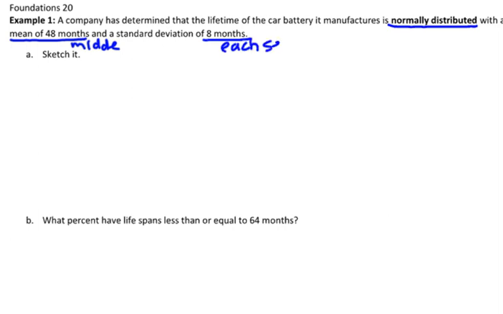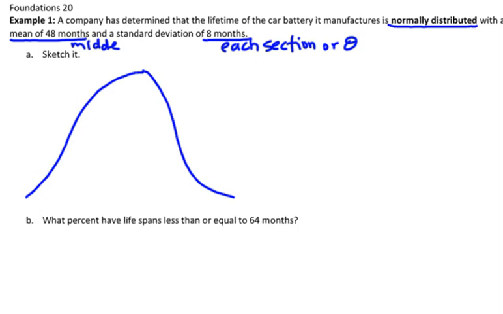Each section, or you can say each standard deviation away, is going to be a span of 8 months. The first step we want to do is sketch that. So let's draw our bell curve. We know the middle is going to be 48.